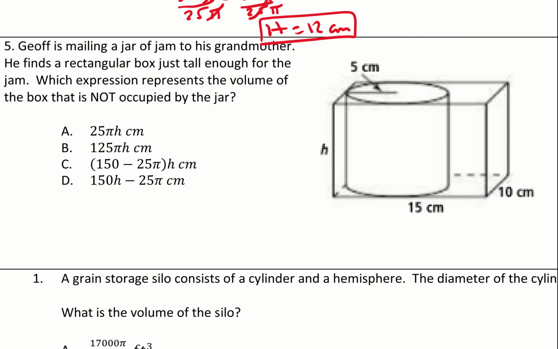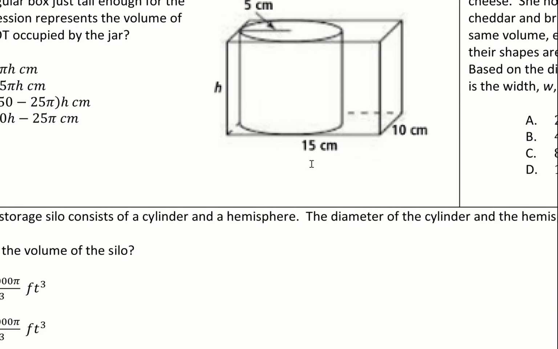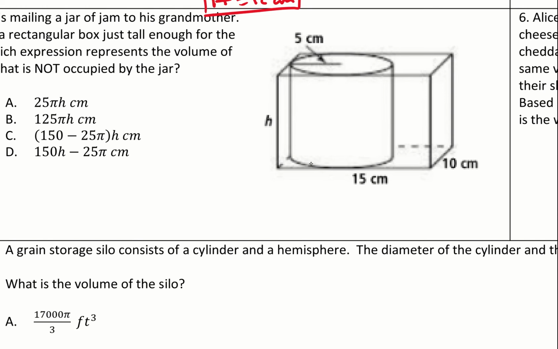All right, so it says here, Jeff is mailing a jar of jam to his grandmother. He finds a rectangular box just tall enough for the jam. Which expression represents the volume of the box that is not occupied by the jar? So we just want the volume, the space that is left over. So we need to basically subtract the volumes. Subtract the volume of the cylinder from the box. The volume remaining is the volume of the prism minus the volume of the cylinder.